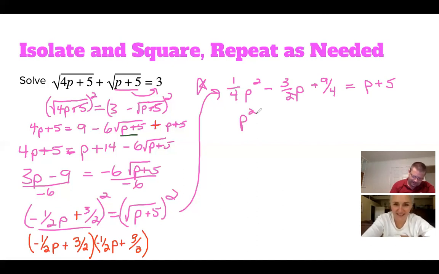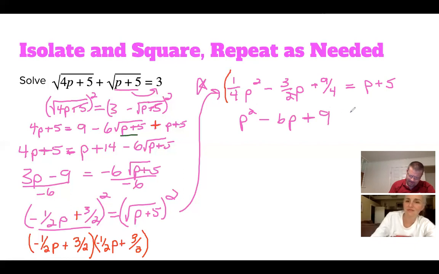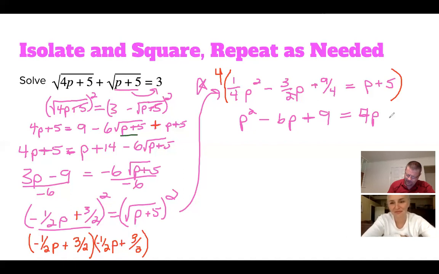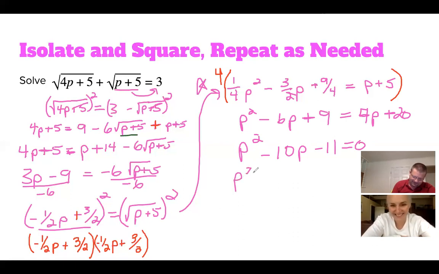P squared minus 6p plus 9 equals 4p plus 20. So p squared minus 10p minus 11. Look how nice that problem turned out to be. It'll factor. See, I knew what I was doing all along.